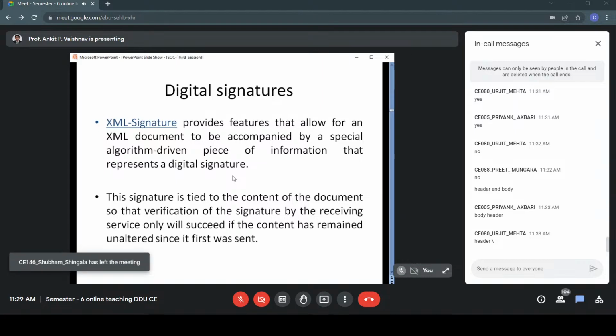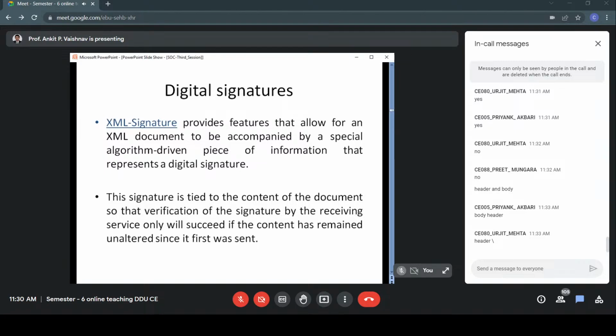How do we verify the digital signature? Let us look at that. The signature is tied to the contents of the document, so verification of the signature by the receiving service will only succeed if the content has remained unaltered. So the receiver will be doing verification. If verification returns true, that means it is successful, and we can say that the message is intact, not modified. If the verification fails, we can say that it has been modified.